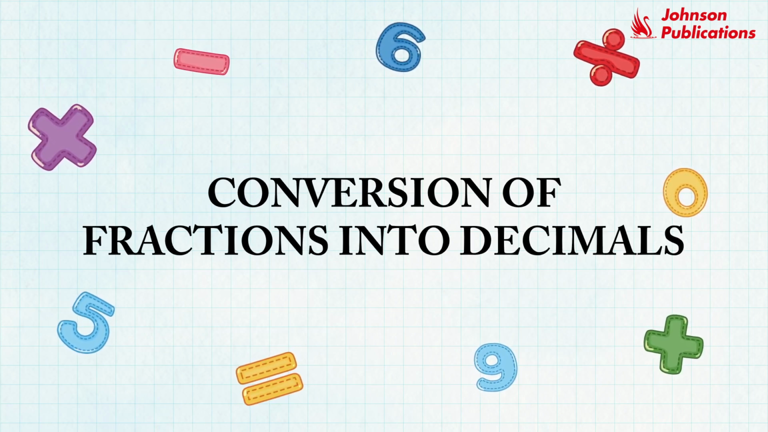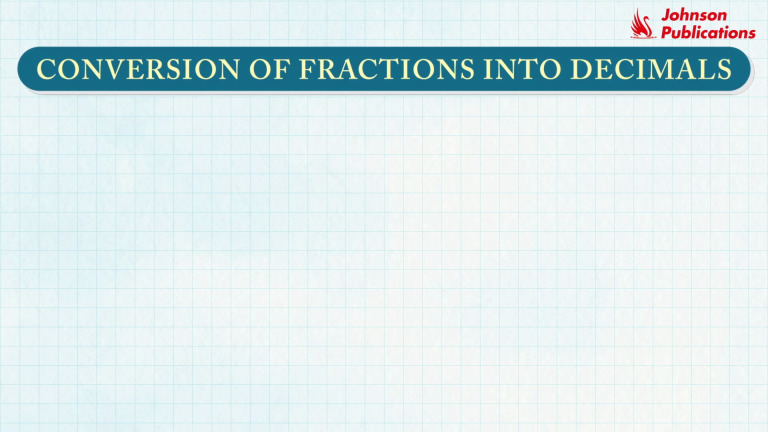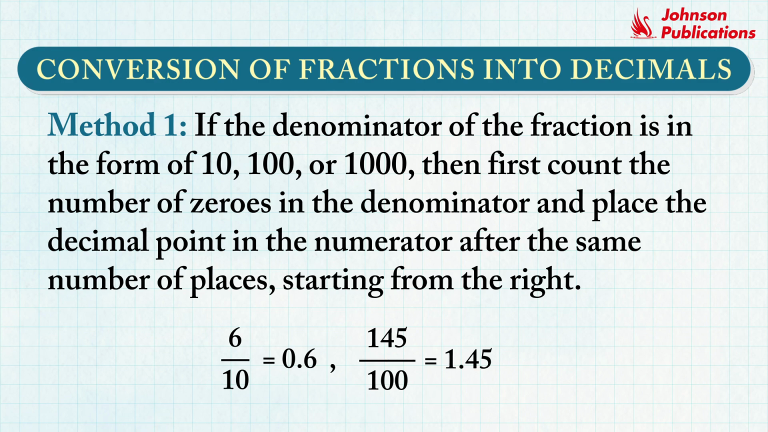Conversion of fractions into decimals. Let us understand two ways to convert fractions into decimals. Method 1. If the denominator of the fraction is in the form of 10, 100, or 1000, then count the number of zeros in the denominator and place the decimal point in the numerator after the same number of places, starting from the right. For example, 6 by 10 equals 0.6, 145 by 100 equals 1.45.